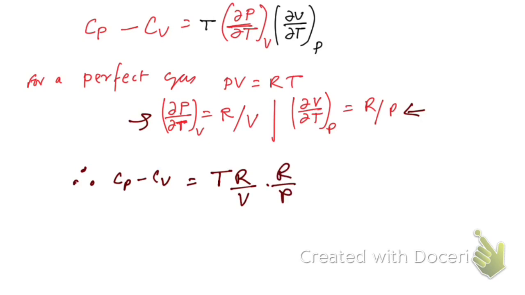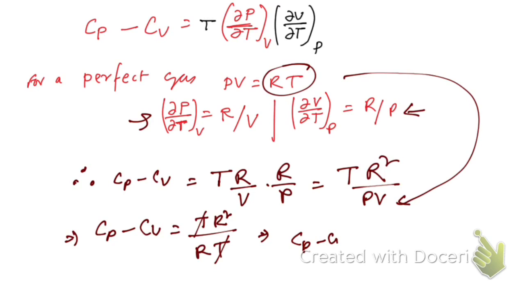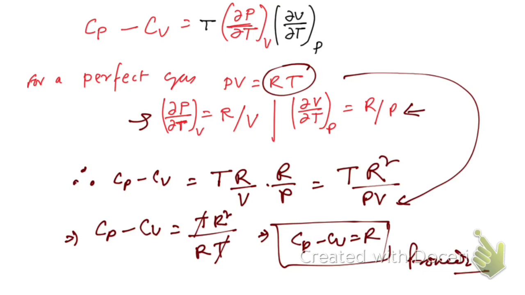Okay, so now you see, T R square by P into V, PV is again RT, so let's put here. So then Cp minus Cv is going to be RT R square. Here we're going to have RT, so T and T cancel and R cancels R square, so that's going to give you Cp minus Cv is equal to R. So this is the required relation, right? So that's how we can prove. So let's move on to the next question.